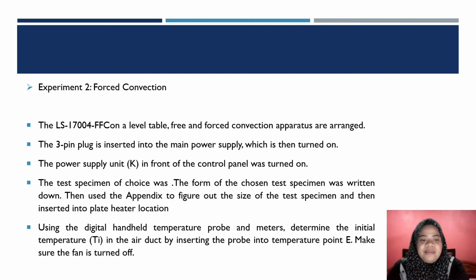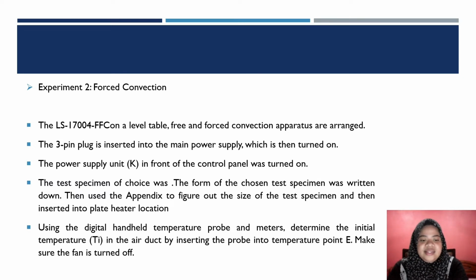The 3-pin plug is inserted into the main power supply, which is then turned on. The power supply in front of the control panel is turned on. The test specimen of choice was chosen. The form of the chosen test specimen was written down, then use the appendix to figure out the size of the test specimen and then insert it into the plate heater location.